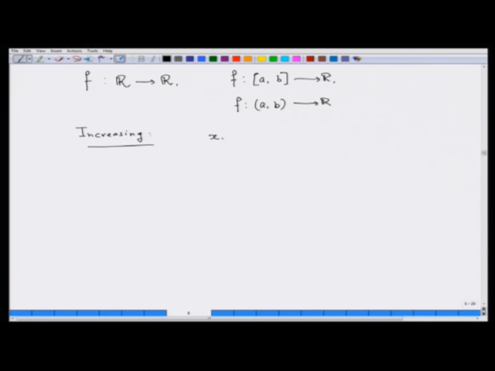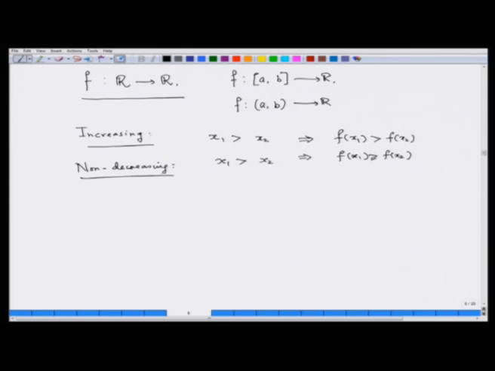So, if I take a function from real numbers to real numbers, R to R, and if I take x1 bigger than x2, whenever this happens, if I have f of x1 strictly bigger than f of x2, I say that the function is increasing. There is also a concept called non-decreasing, which says that if x1 is strictly bigger than x2, the function value at f of x1 can be strictly bigger than f of x2, or can remain the same.